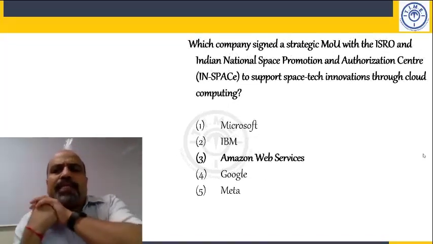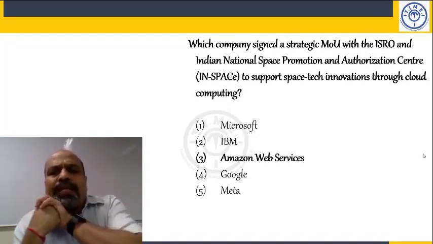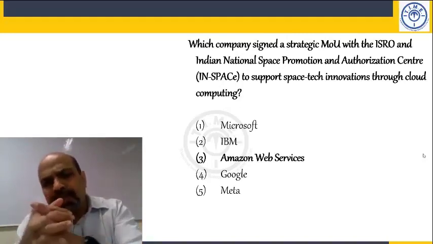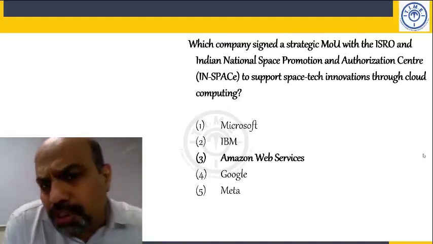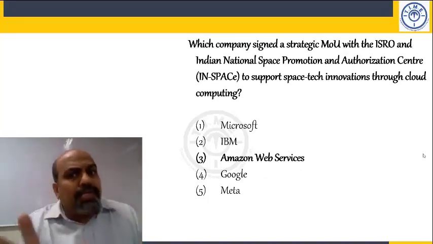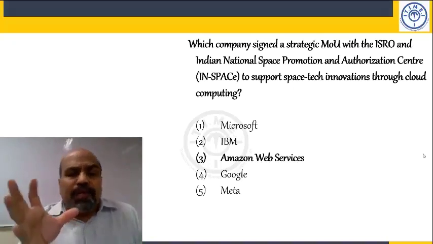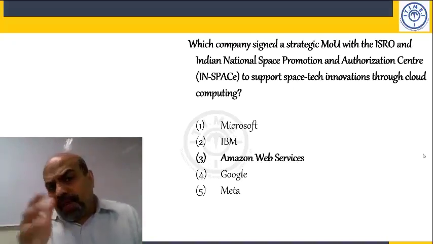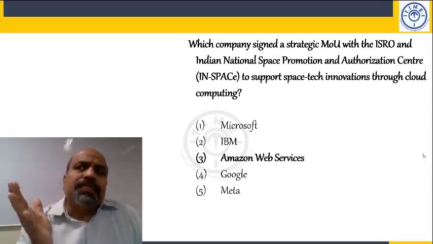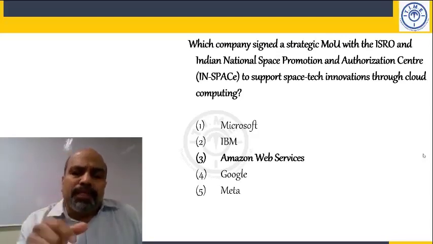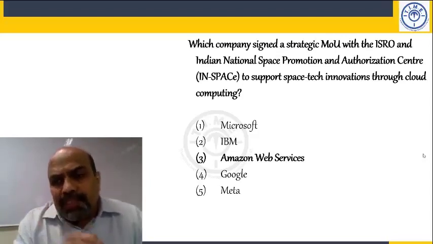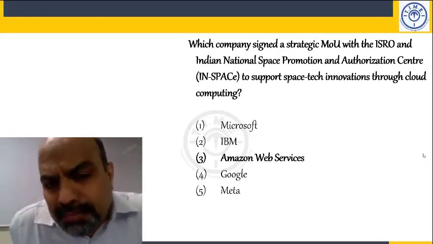Which company signed a strategic MOU with the ISRO and Indian National Space Promotion and Authorization Center, in short called InSpace, to support space technology innovations through cloud computing? Amazon Web Services is one of the world's biggest web services companies, my friends. It's a mega part of Amazon.com. Amazon CEO is Andy Jassy. Andy, A-N-D-Y. Andy Jassy, J-A-S-S-Y.